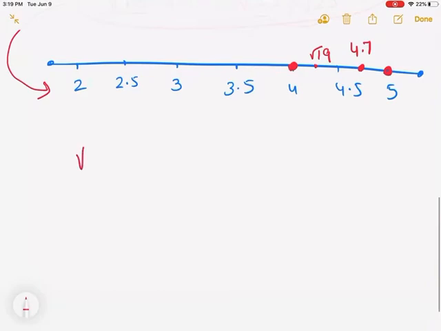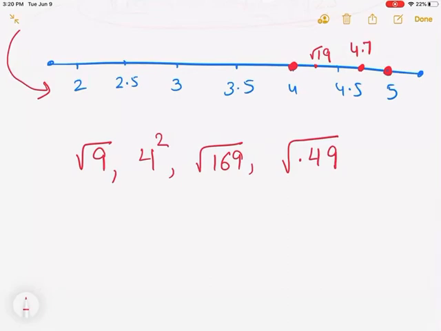Let's say I have square root of 9, 4 squared, square root of 169, and square root of 0.49. Either way, if you want to change them into roots, you could do that. But I feel like most of these you can simplify first. Since most of these are perfect squares, it's easier if I change them into rational numbers. Square root of 9, I already know it's 3. Watch out. This is a square, not a square root. So 4 squared means 4 times 4, which is 16.